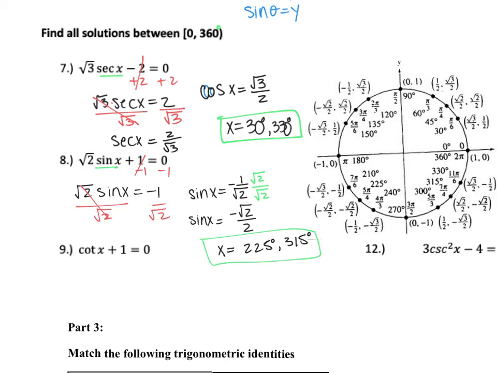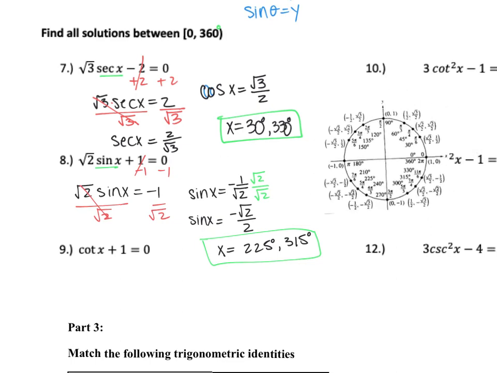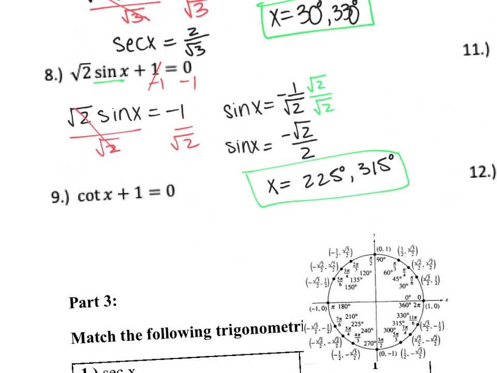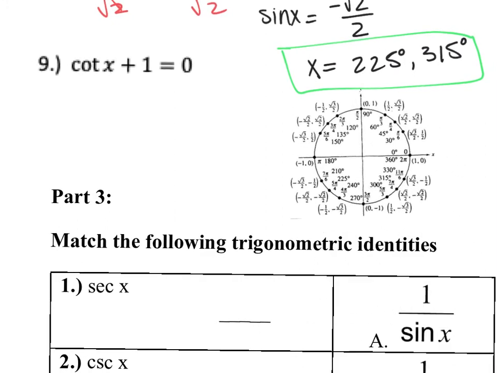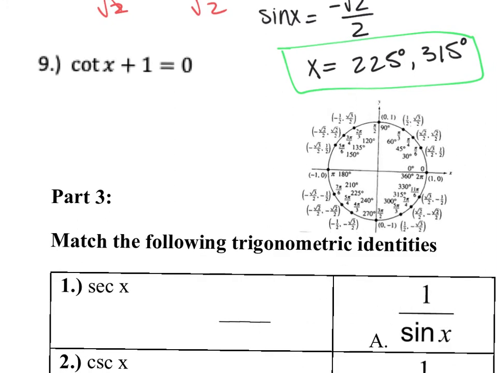And that's it. All right, let's take a look at number 9 here. So with number 9, we have a cotangent problem. And so this cotangent here, I need to get it by itself by subtracting the 1 over. So once I've subtracted over the 1, the cotangent comes down. And then the other side is negative 1.